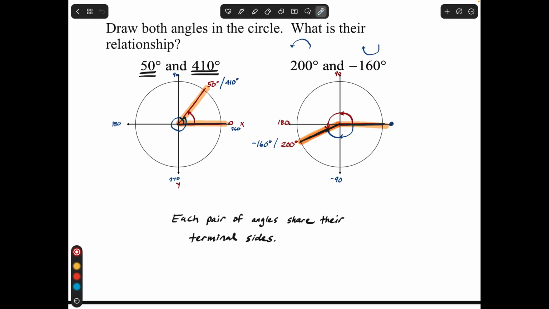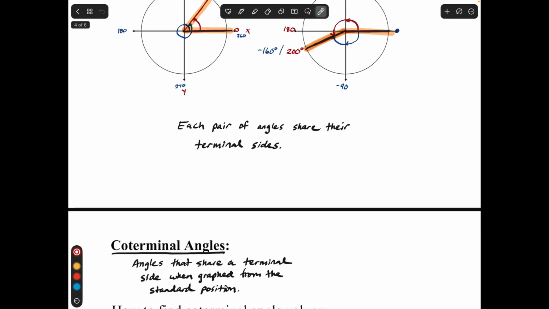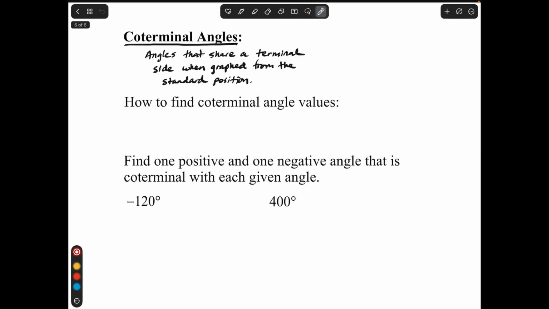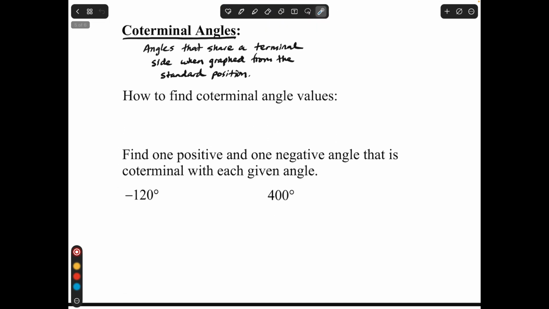So how to find coterminal angle values? Well, there's a couple ways you can do this. If we take an angle, let's just kind of draw one in on your paper. I'm going to draw a circle. See, that looks pretty good to me.